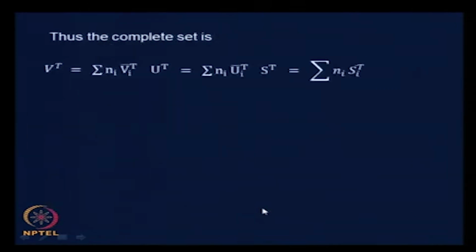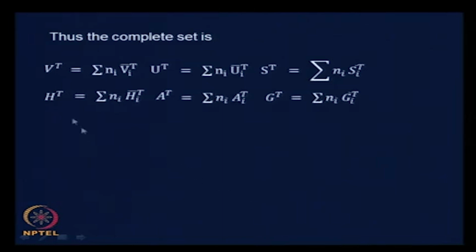And then we wrote the complete set of expressions for getting the total properties in terms of the partial molar properties. This is total volume, total internal energy, total entropy, total enthalpy, total Helmholtz free energy and total Gibbs free energy. All this in terms of the partial molar properties was written down.